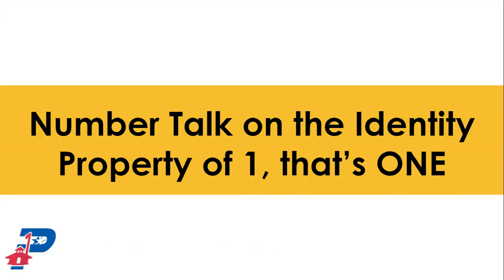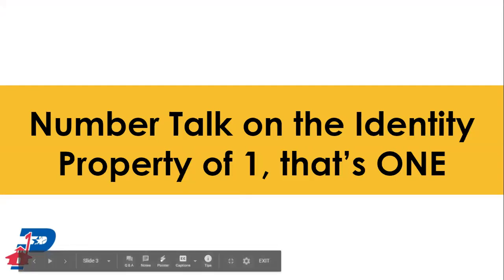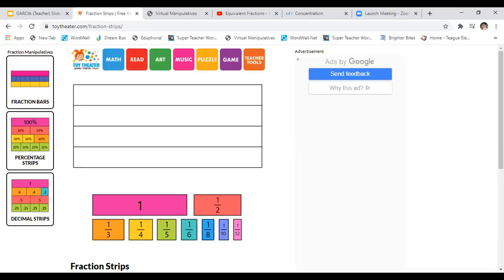But before we start, let's do a little number talk on the identity property of 1. Yes, that's 1. So let's see what that is all about. When I look at a fraction, I'm going to take a look at one whole piece. This is one whole piece. These are two whole pieces. I just want to work with one whole piece right now because I want to know what this identity property of 1 is. Because when I have 1, I can divide it up into different pieces.